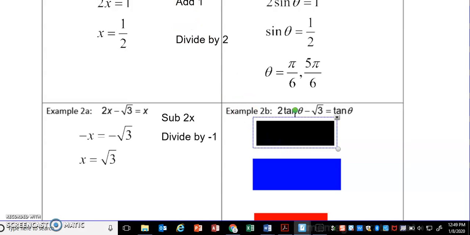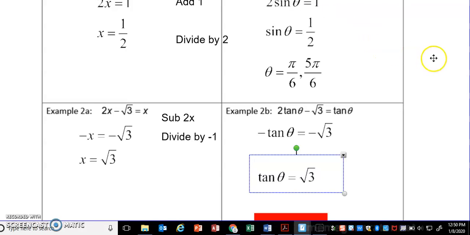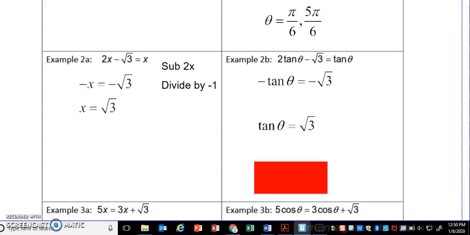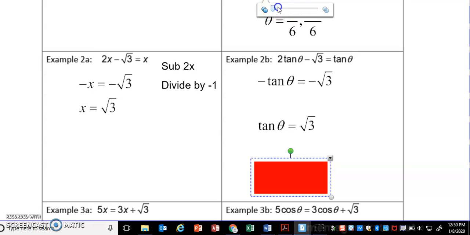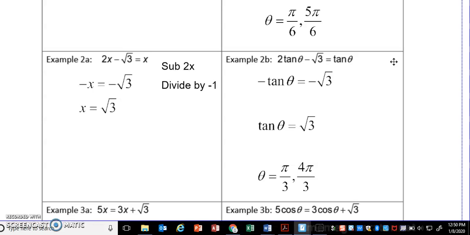So first step, same thing. We're going to end up having negative tangent of theta equal to negative square root of 3, dividing by the negative 1. We get tangent is equal to the square root of 3. So we're thinking about what angles in radians has a tangent of the square root of 3. So we get pi over 3 and 4 pi over 3.